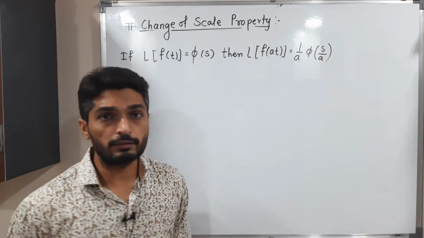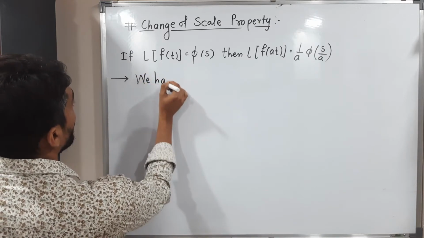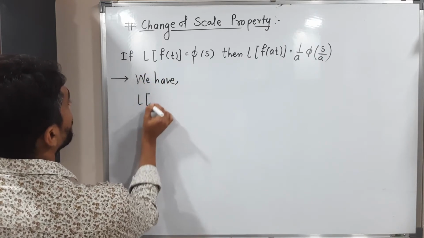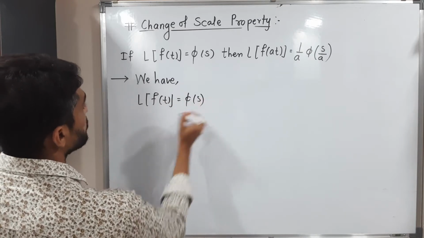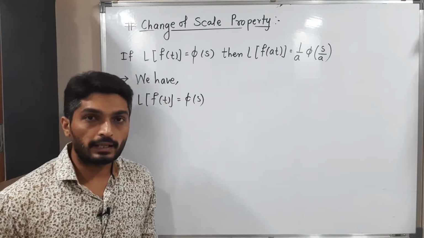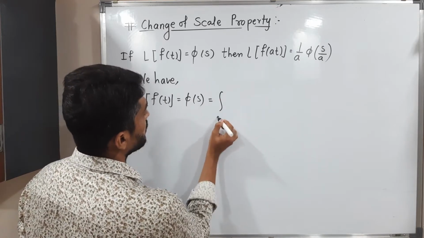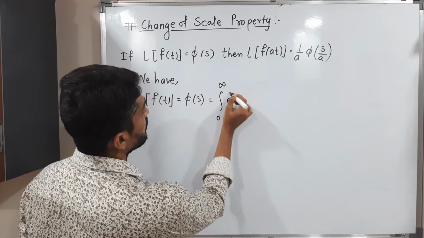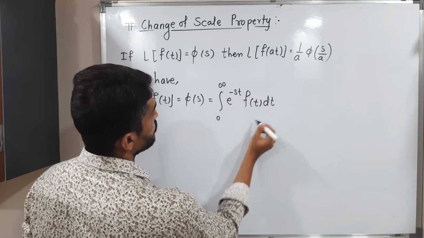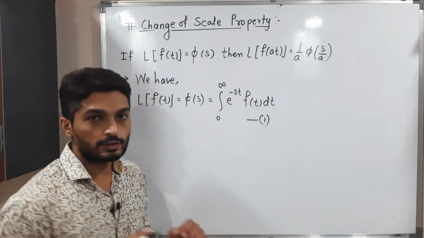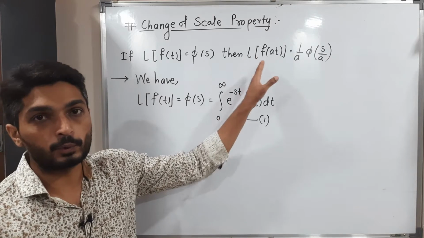Let us start with the given information. Let me write. We have L of f of t equal to phi of s. This is a given thing, but for Laplace, we know its definition. What is it? Integration 0 to infinity e raised to minus st f of t dt. This is the definition I wrote here. This is a given thing. After that, we have to focus on this part. We have to prove this one.